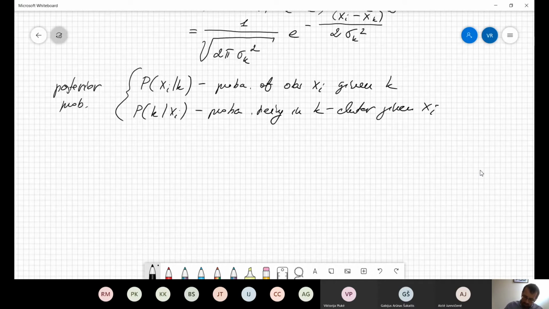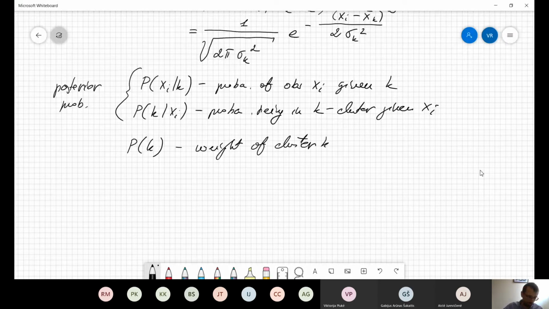Okay, so we will be using another probability. This is a prior: the probability for the cluster. It's actually called the weight of cluster K. In EM, in mixture algorithms, it's called a mixing coefficient.